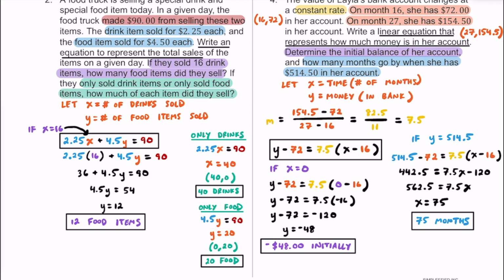Alrighty, so there you have 4 different practice problems on dealing with some linear equations applications. Each of them had a few different parts to them to make them a little bit more complex and help you understand how to use these linear equations a little bit more effectively and on a deeper level.